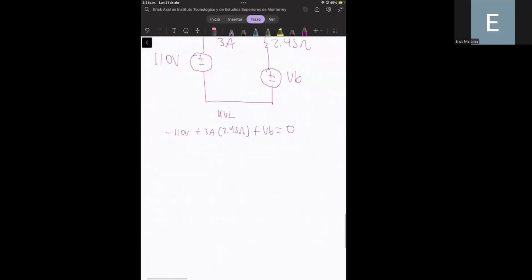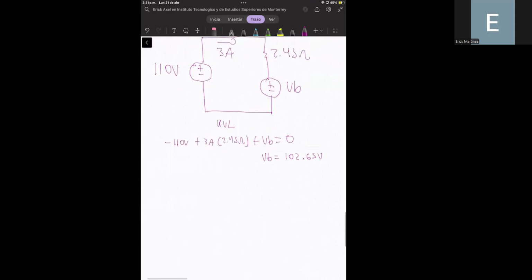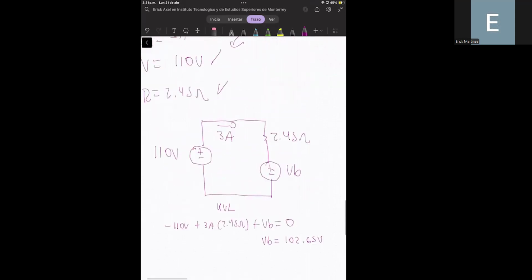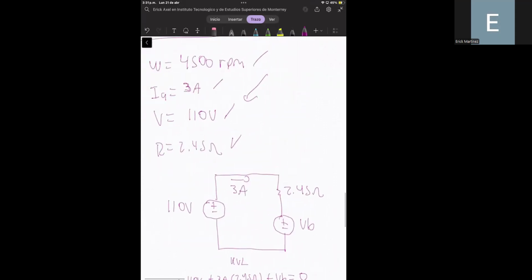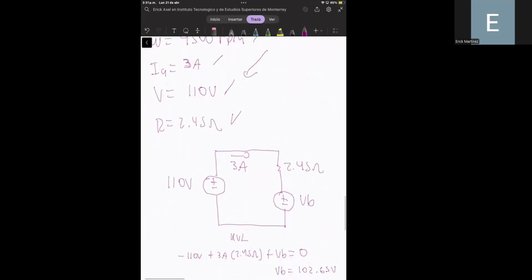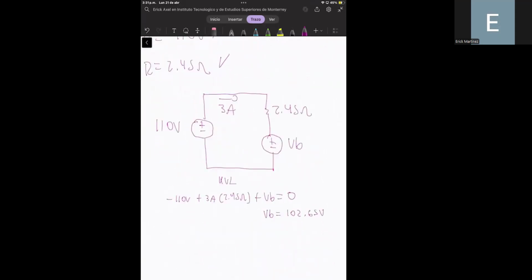So if you solve this equation for the back EMF voltage, you will obtain that the back EMF voltage is equal to 102.65 volts. This is the back EMF voltage. So as you can see, solving this type of problems related to DC circuits basically relies on the fact that we need to draw the equivalent circuit of the motor.